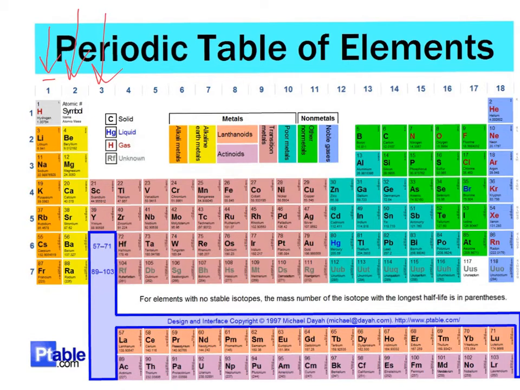You also have rows that are numbered. So you have the first row, the second row, the third row, and so on. And rows are called periods. So each period is from the left to the right across a row. You'll notice some of the rows are actually kind of short. So like hydrogen and helium are in a row together, even though they're separated by a lot of space. And that space you'll understand later on. So they're together in the first period, but hydrogen is in group 1, helium's in group 18.